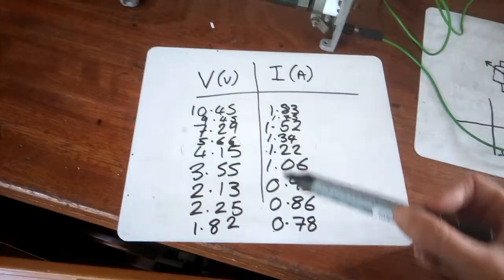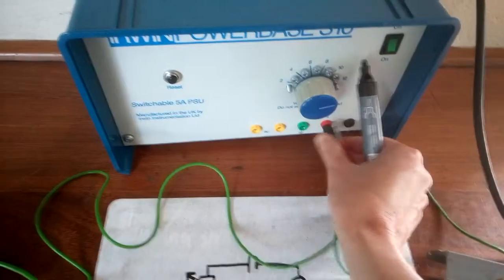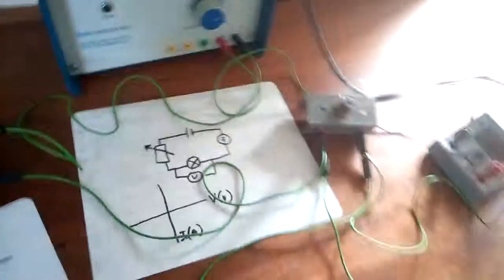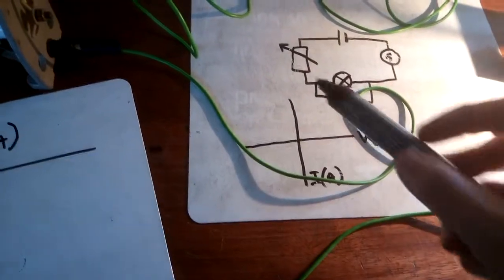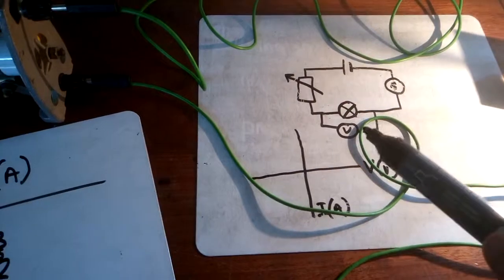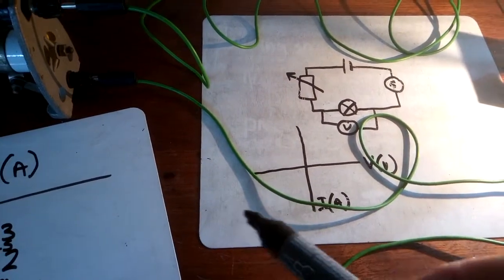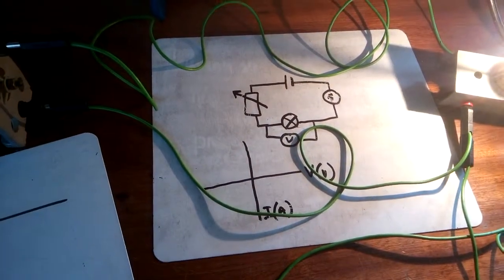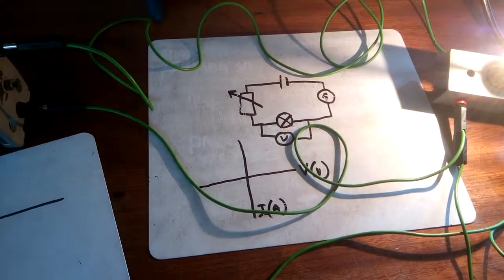So that's my current. The next thing you're going to do is switch these over again. As we switch these over, you can do the same experiment again, but this time it should be negative numbers on both your ammeter and your voltmeter. So once you've got all your results, plot them on a graph, and this one shouldn't be a straight line. I'm expecting a nice smooth curve drawn through them. So have a go and see if you can construct a potential difference current graph for a filament bulb.